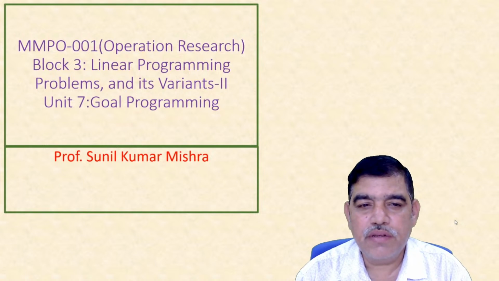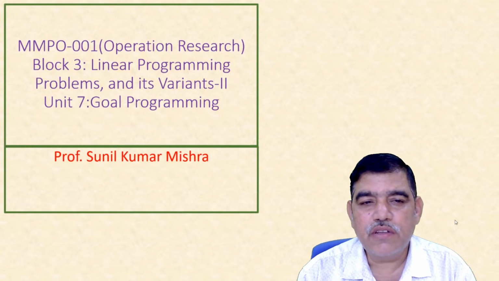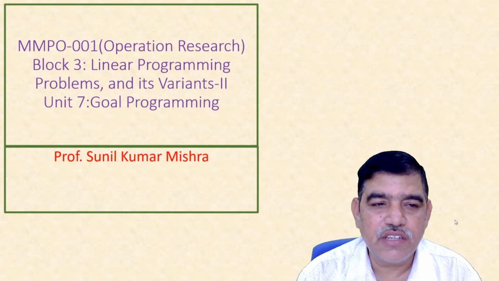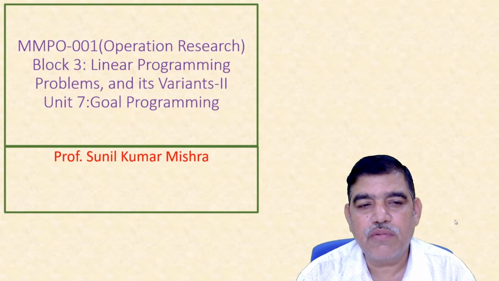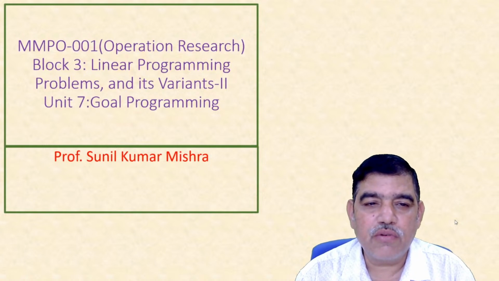In LPP we consider only one objective function, a number of constraints, and conditional equations. In LPP, we solve the objective function, that is, to maximize or to minimize: maximize the profit and minimize the cost. But in goal programming, that is different. In goal programming, there are a number of goals, meaning multiple objectives, and we try to find the best optimal solution to achieve the target or goals.